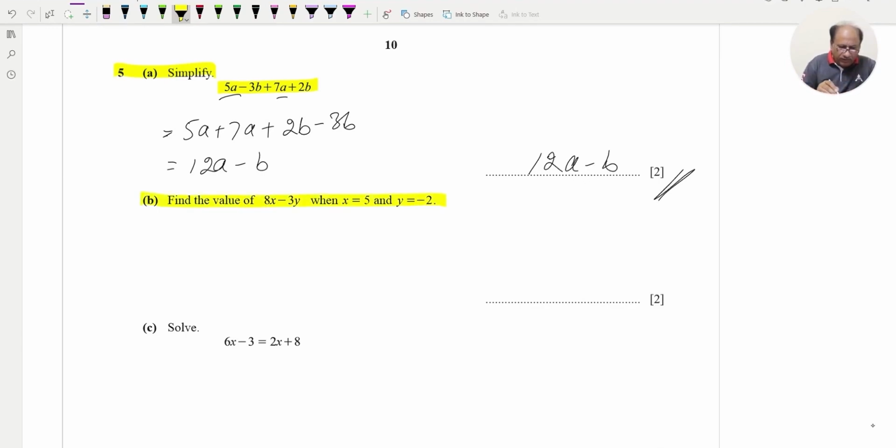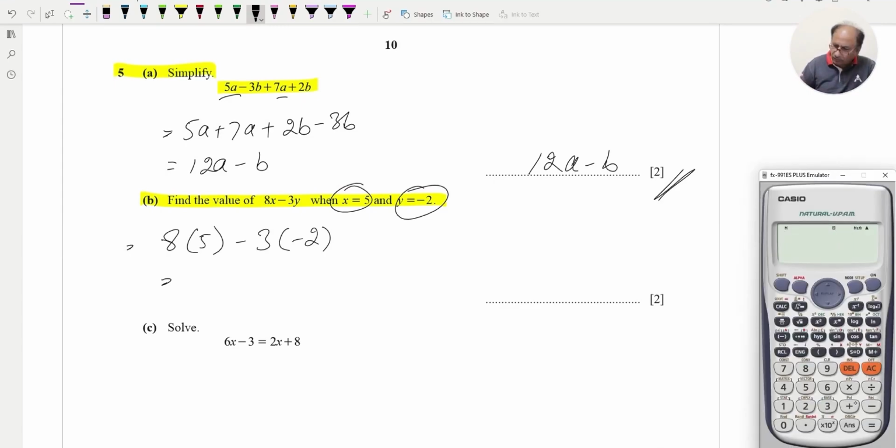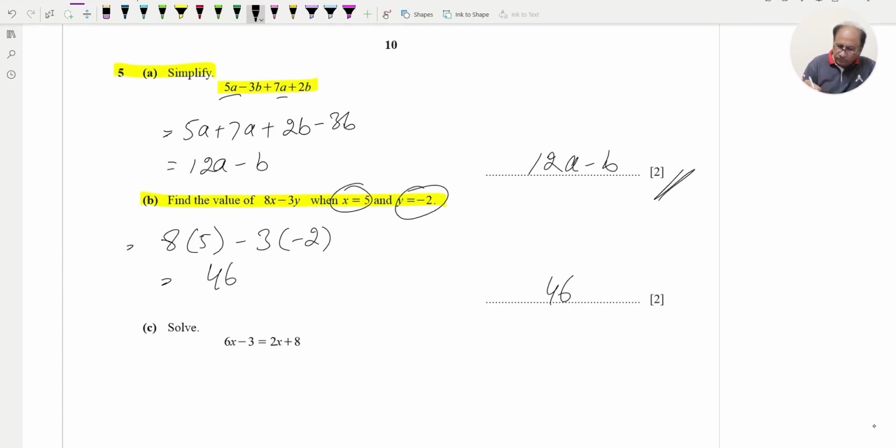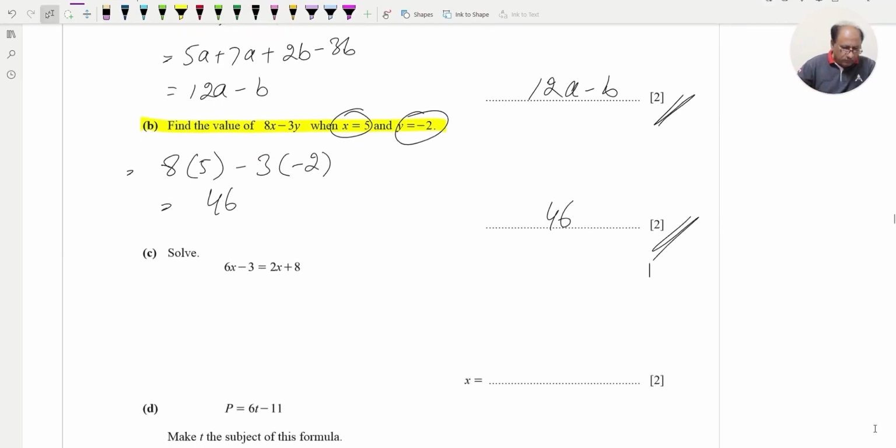Now find the value of 8x minus 3y when x is 5 and y is minus 2. We'll be substituting these values. So 8 into 5, minus 3 into minus 2, and we can calculate with the help of a calculator. Not plus, it should be minus. Minus 3 into minus 2, and this is equal to 46. So the answer will be 46 for the 2 mark question.